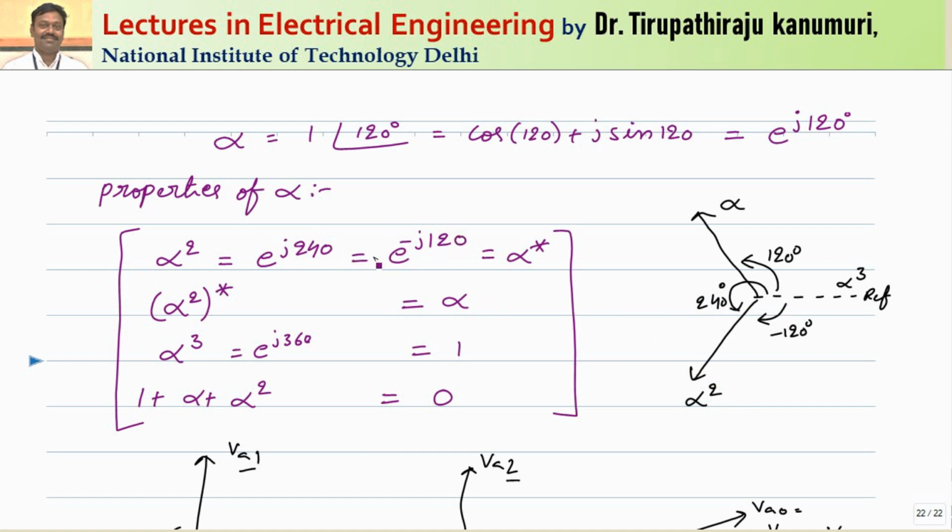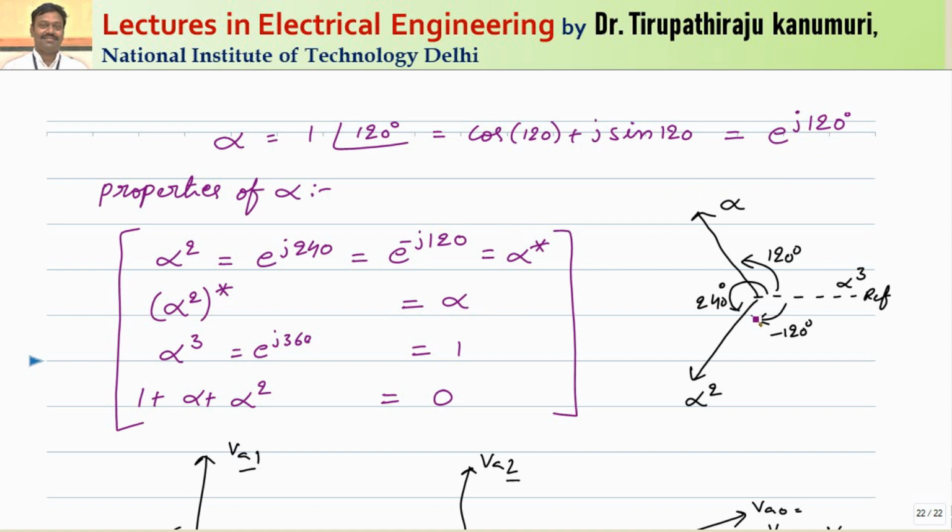So this I can write as e to the power of minus j 120. You can see here e to the power of minus j 120 is what? The conjugate of alpha, because conjugate means the sign becomes negative, j becomes negative. So we can tell that alpha square is nothing but the conjugate of alpha. In a similar way, the conjugate of alpha square will obviously become equal to alpha, because the conjugate of alpha square is e to the power of plus j 120. This is nothing but equal to alpha.